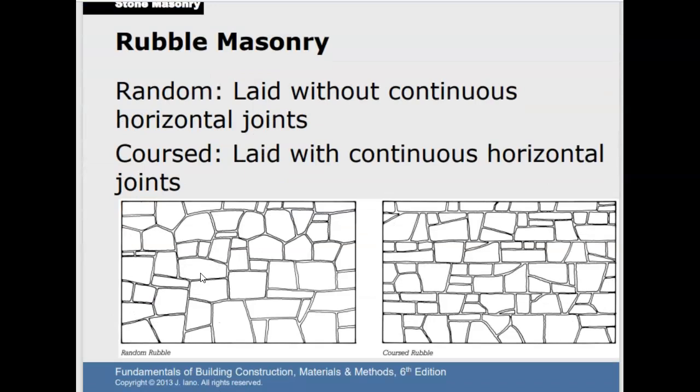This is really important. Check this out. So depending on how you stack all this stuff, all these different patterns, you can make very nice shapes, and you can sell the shapes for profit. So random laid without continuous horizontal joints, or they can be coursed, laid with continuous horizontal joints. This one seems to happen naturally. This one takes more effort because you're not just lining up at the top here, you're lining up with each course.